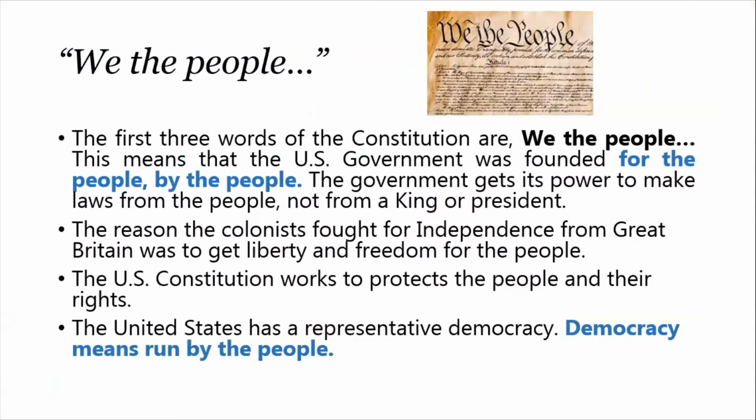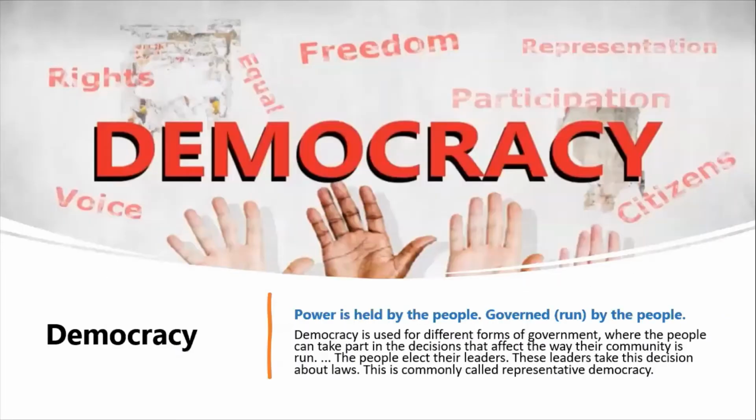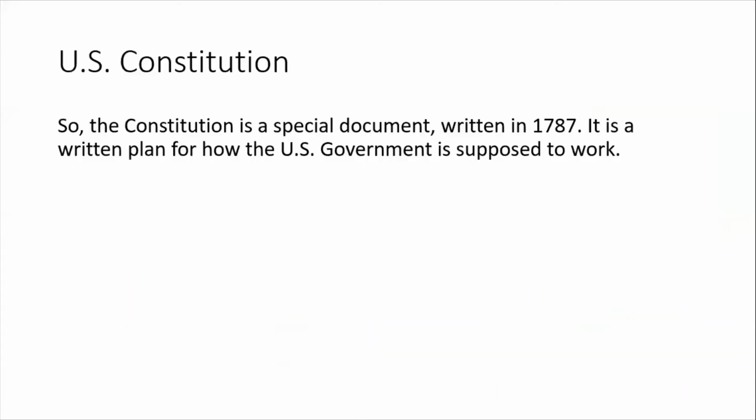We the people. The first three words of the Constitution are "We the people." This means that the US government was founded for the people, by the people. The government gets its power to make laws from the people, not from a king or president. The reason the colonists fought for independence from Great Britain was to get liberty and freedom for the people. The US Constitution works to protect the people and their rights. The United States has a representative democracy. Democracy means run by the people. So, the US Constitution is a special document written in 1787. It is a written plan for how the US government is supposed to work.